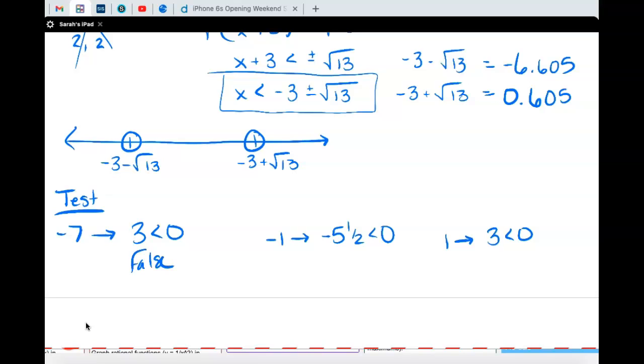-5 is less than 0. That's true. Oh yeah, mine's negative, that should be true. This one's false. So that's inside, right? Yeah, so we're shading right there. Okay. Hold on.